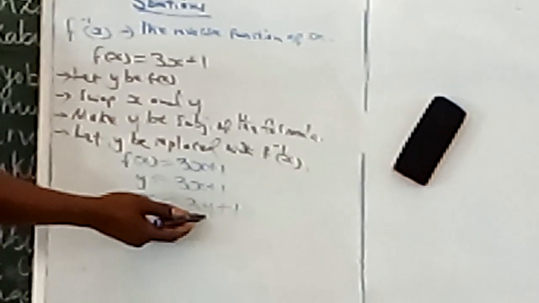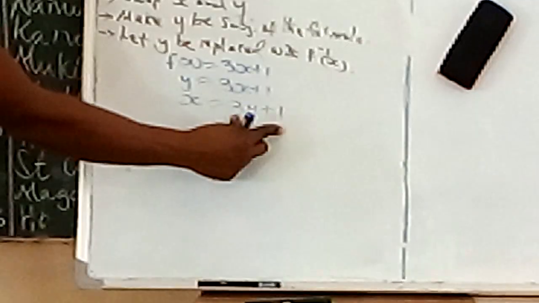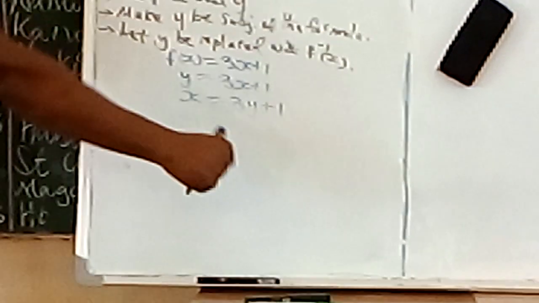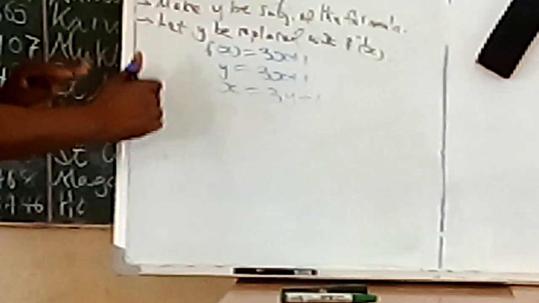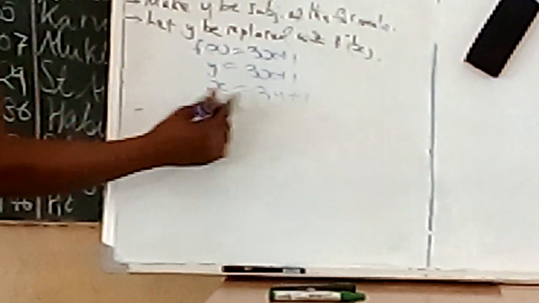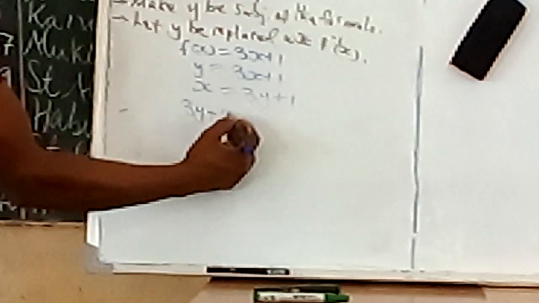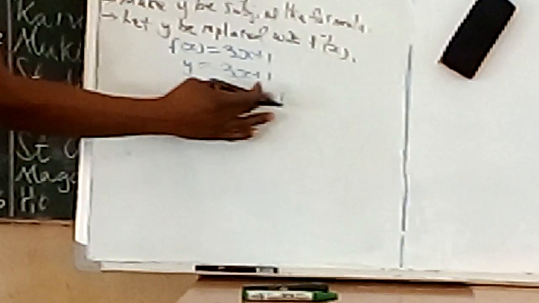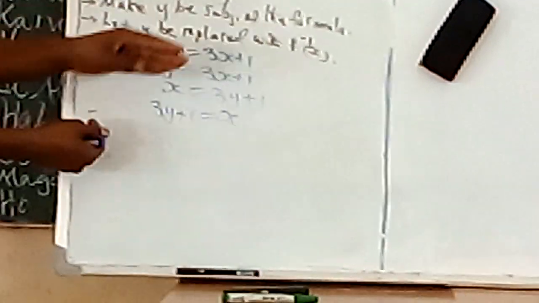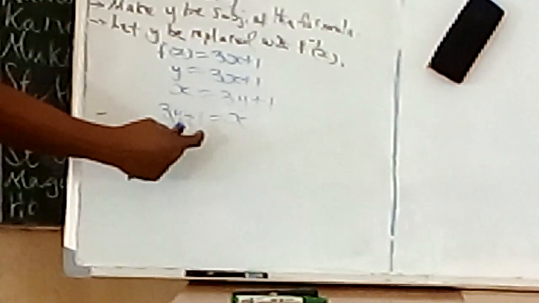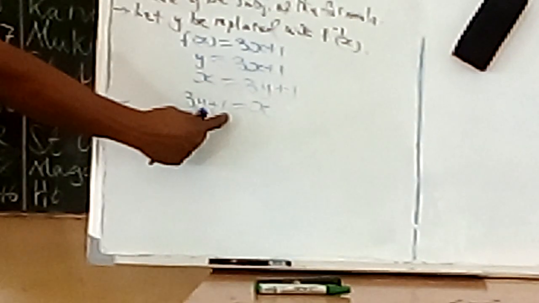Once we do this, we now make y the subject of the formula. As you remember, we can rotate this. Why should we rotate it? Because what you're finding is on the left side. So we rotate it the way it is without shifting anything. You can write this as 3y plus 1 equals x. We haven't changed anything here. We've just rotated it.